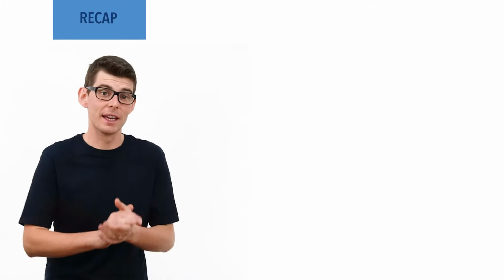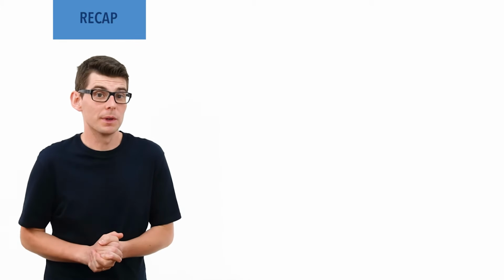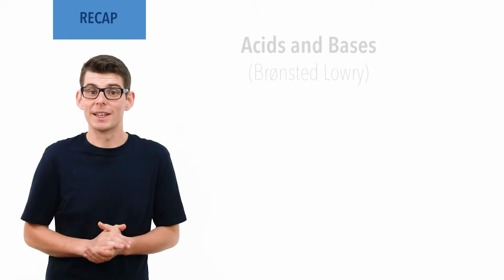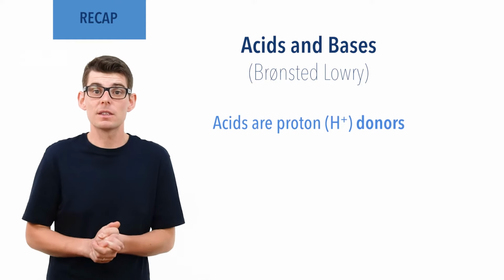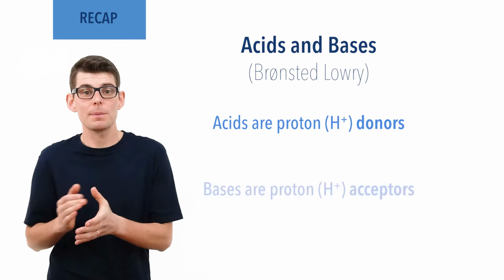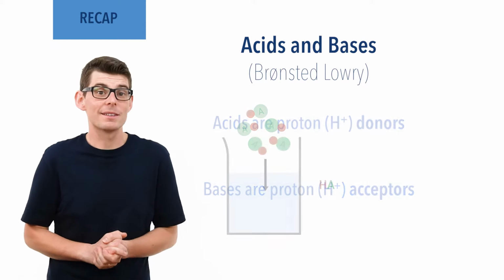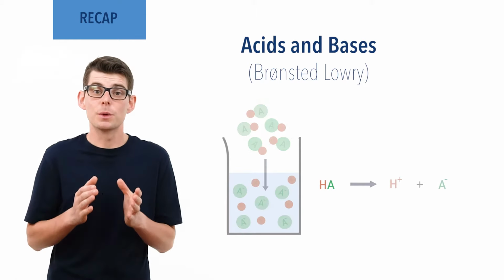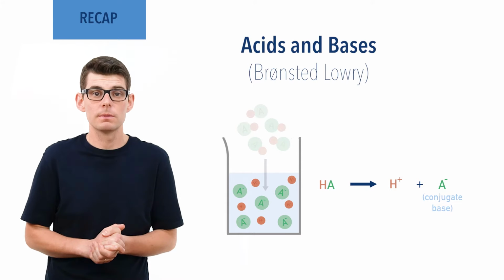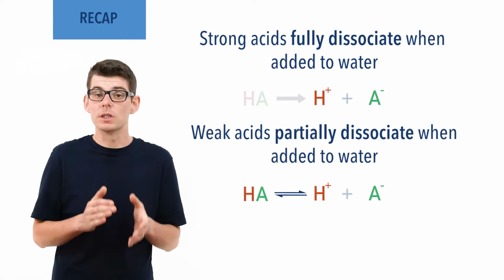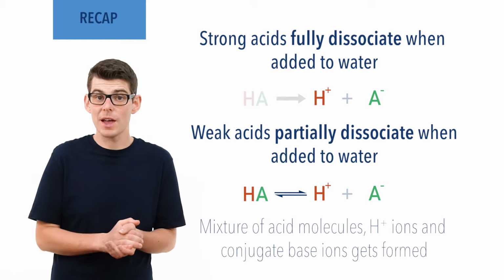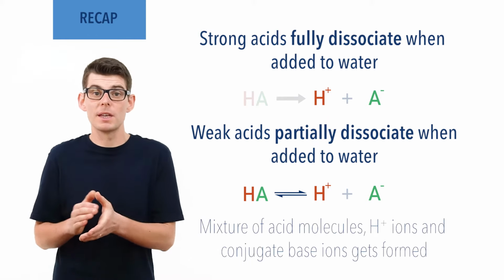Before we talk in detail about acid dissociation constants, there are a couple of ideas you need to be comfortable with. According to the Bronsted-Lowry definition, acids are proton, H+ ion, donors, and bases are proton, H+ ion, acceptors. When added to water, acids dissociate and split apart into H+ ions and their conjugate base. Strong acids fully dissociate when added to water. Weak acids partially dissociate when added to water, forming a solution that contains a mixture of molecules of acid, H+ ions, and conjugate base ions.